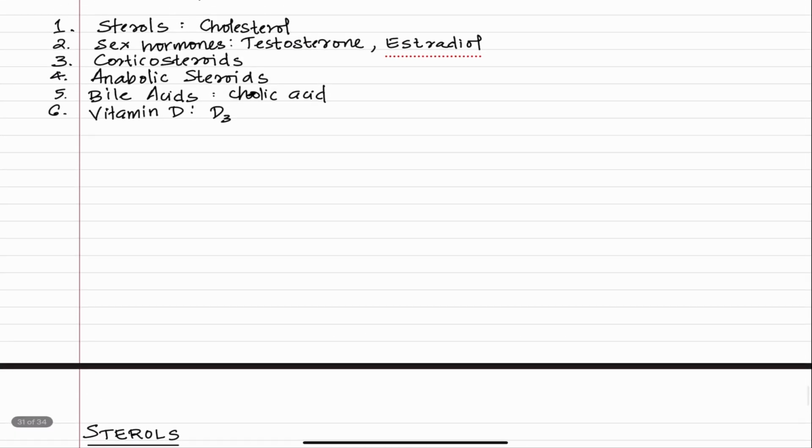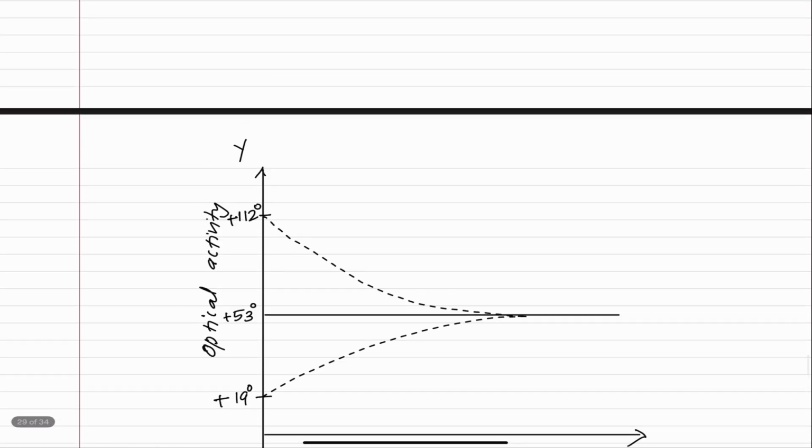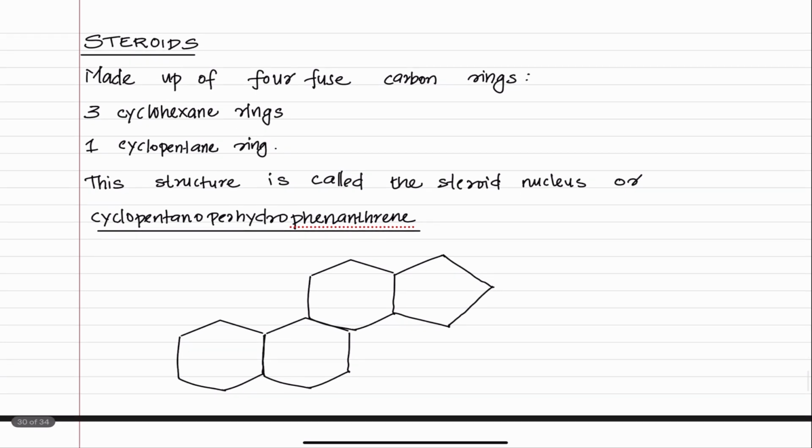Okay, so let's do a quick recap of whatever we've covered today. I started off with steroids. I talked about the basic steroid nucleus, or the cyclopentanoperhydrophenanthrene. It's made up of 4 fused carbon rings, which consist of 3 cyclohexane rings and 1 cyclopentane ring.